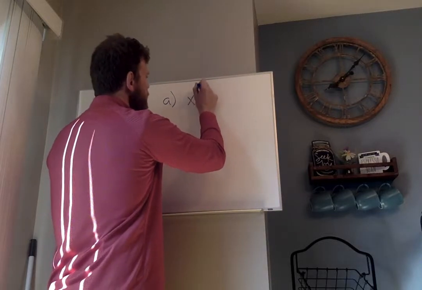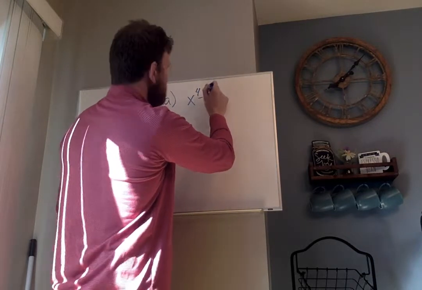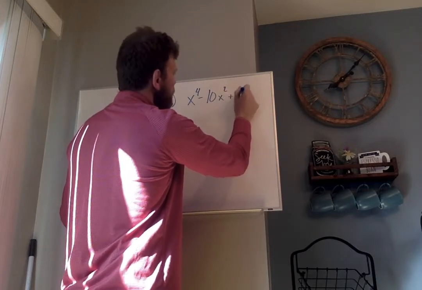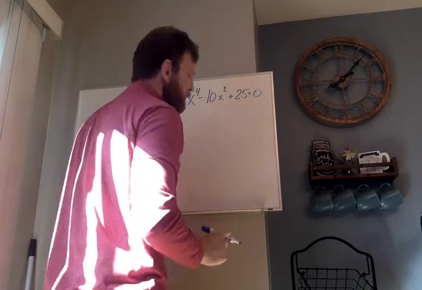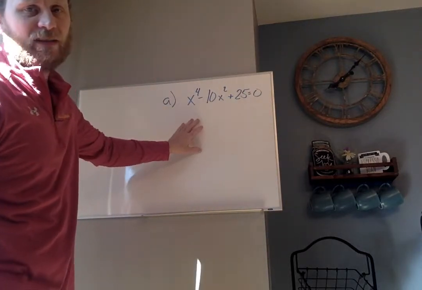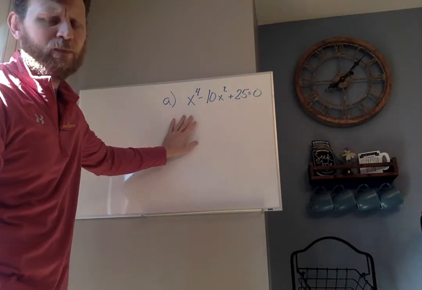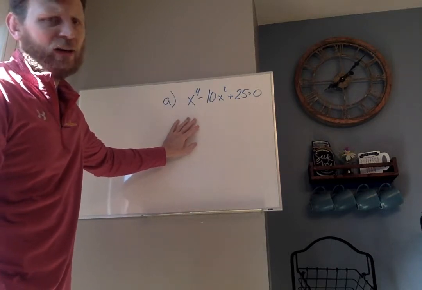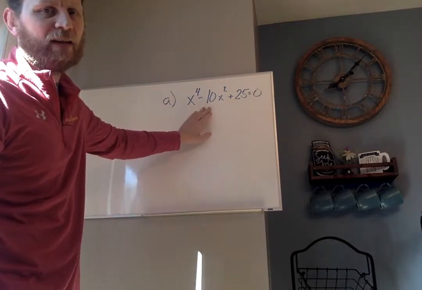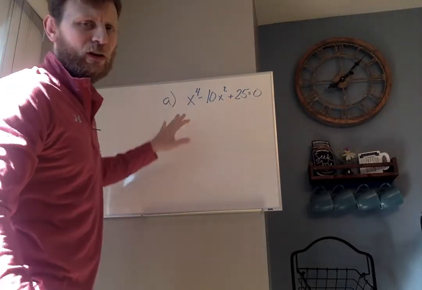So I have x to the 4th minus 10x squared plus 25 equals 0. For a lot of people, this x to the 4th is going to confuse them. But don't let it confuse you. Just view it as if it was an x squared and this was an x. So I'm going to go ahead and factor this.